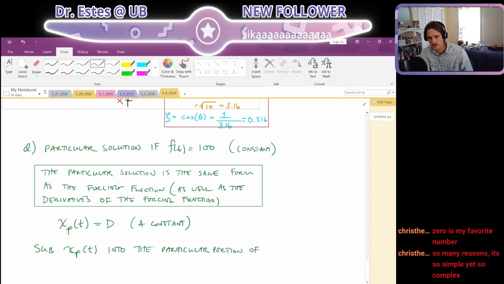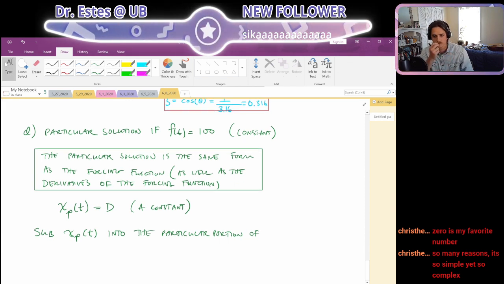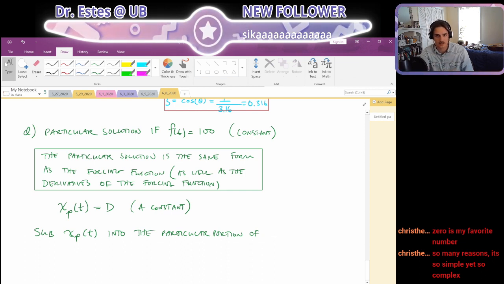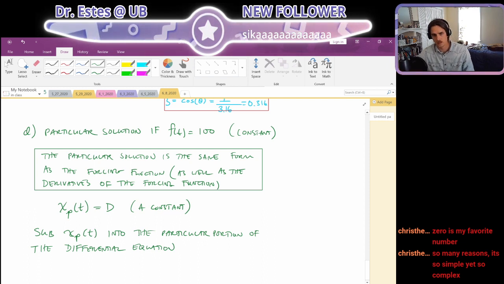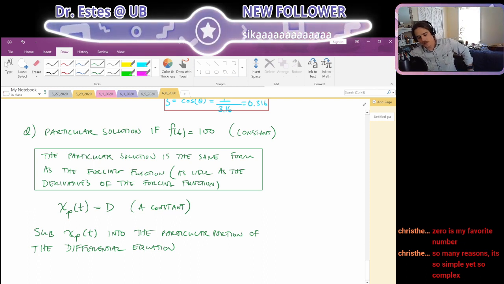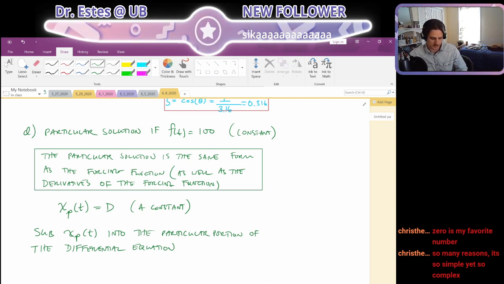So many reasons. It's so simple yet so complex. True. You can't divide by 0. It's undefined. I'm not surprised 0 is your favorite number, Chris. It's a very philosophical number.